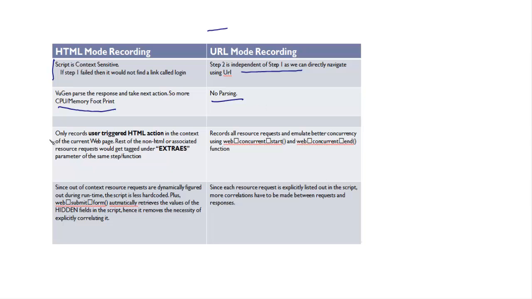HTML mode recording records user-triggered HTML actions, and all other resources like images, JavaScript, and CSS are tagged under extra res. Whereas in the case of URL mode recording, we are using web concurrent start and web concurrent end, and we are emulating better concurrency, just like in a web browser. And in HTML mode, since the context resources are dynamically figured out during runtime, the script is less hard coded.